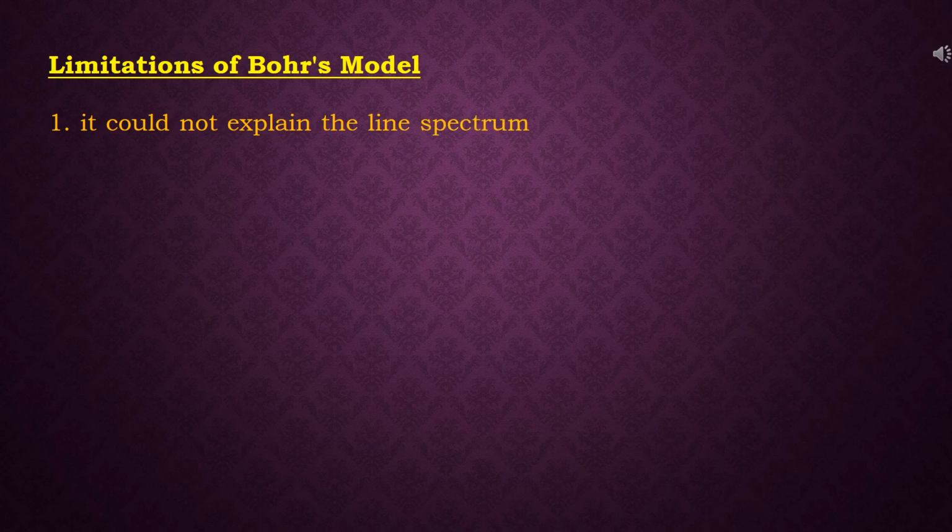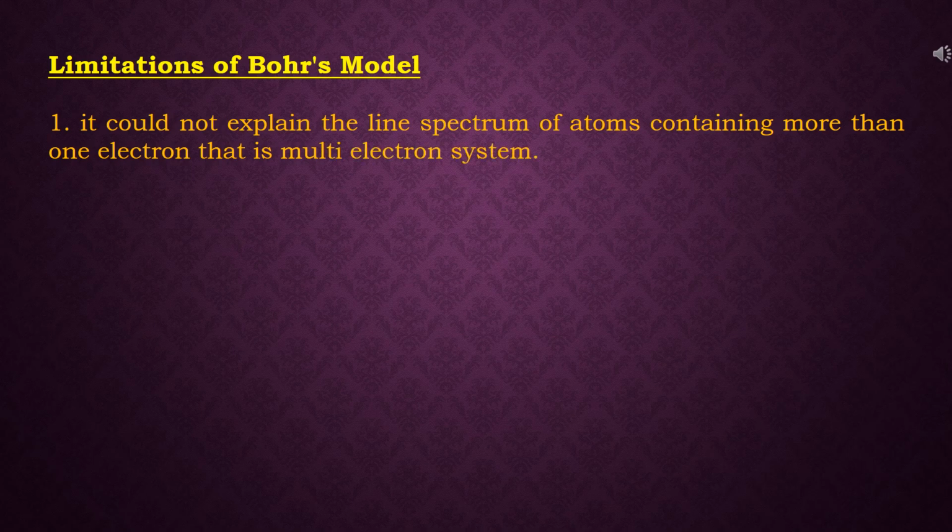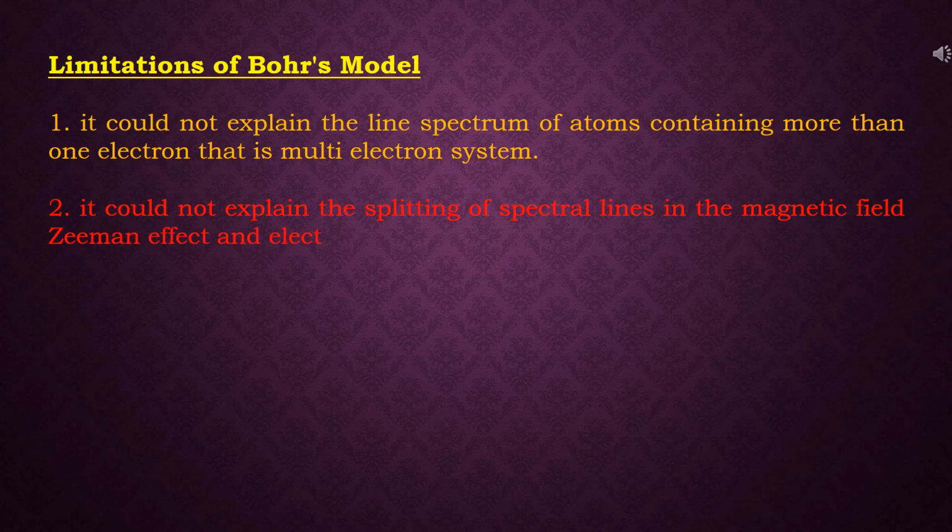Limitations of Bohr's model. First limitation is it could not explain the line spectrum of atoms containing more than one electron, that is in multi-electron system. Second limitation is it could not explain the splitting of spectral lines in the magnetic field, which is called Zeeman effect, and in case of electric field, which is called Stark effect.